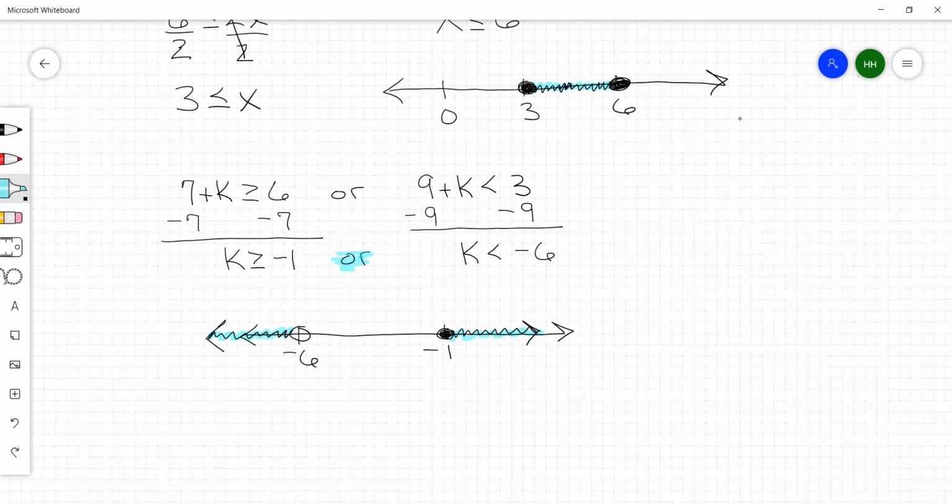All right, so any questions on that stuff that we've talked about today? We're wrapping it up with inequalities, and we're moving on to absolute value stuff next week.